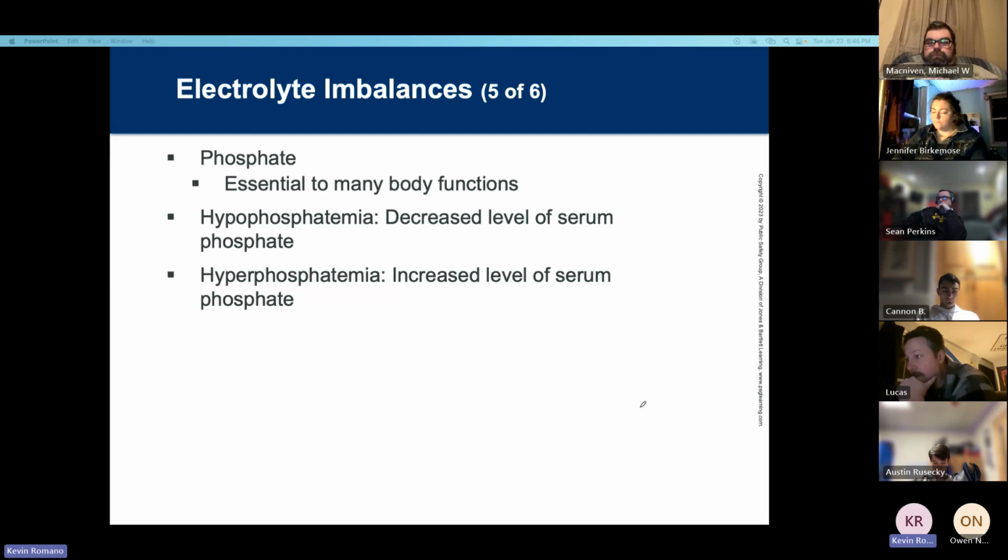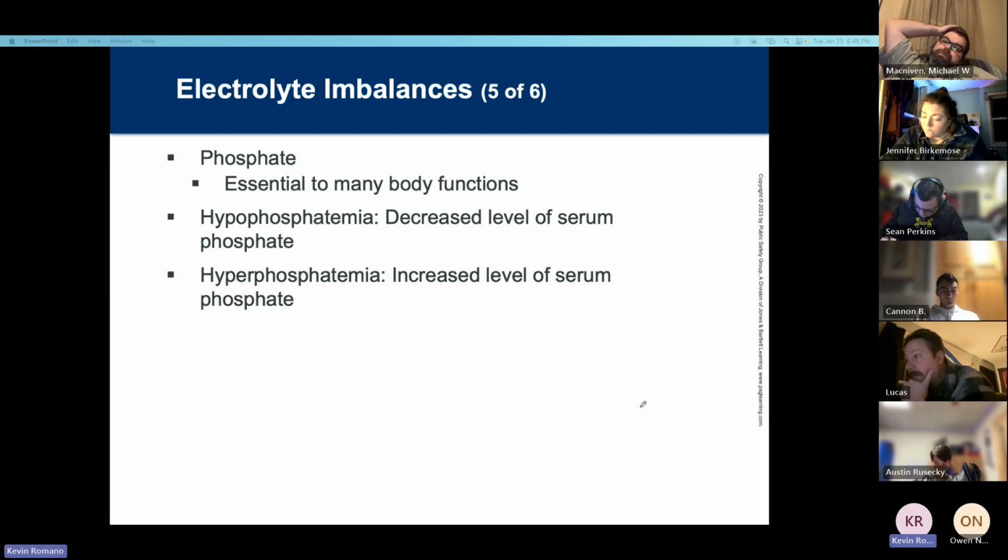So phosphate is very important. It's essential to many of the body functions that we have. So what can we see? Well, if they have hyperparathyroidism or hyperthyroidism, alcoholism, these are all going to be done through our SAMPLE history. We're going to be asking these questions. What kind of medical history do you have? If they have thyroid issues, they're going to tell you. But you can always ask them, do you have any issues with your thyroid? Oh, yeah, sure. I have hyperparathyroidism. Okay. That's good for us to know because that can cause phosphate to decrease.